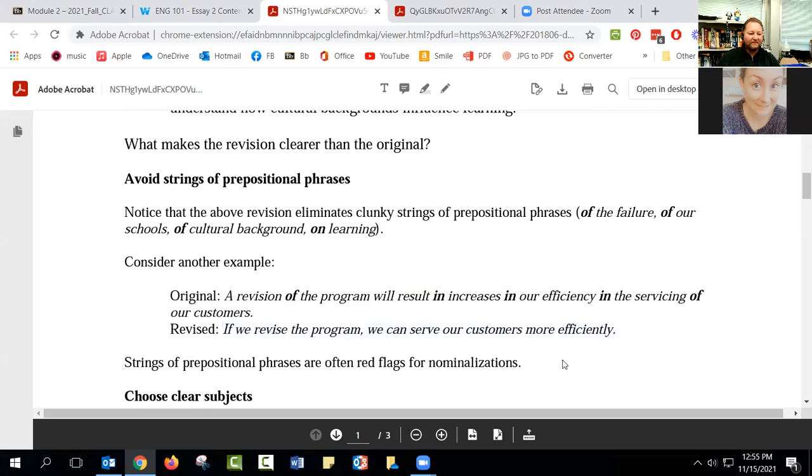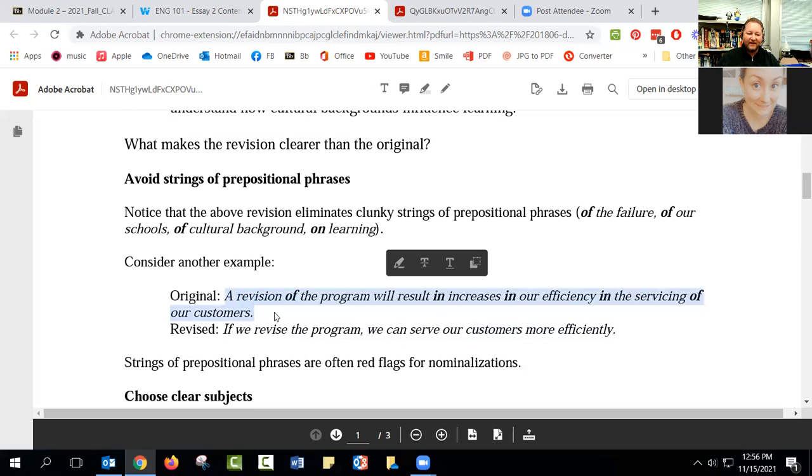What if we said this instead? If we revise the program, we can serve our customers more efficiently, right? Because will result in increases in our efficiency in the servicing of our customers. Well, that's going to do it. We can serve our customers more efficiently. It says the exact same thing, just in a much stronger way. The style in this one is so much stronger.